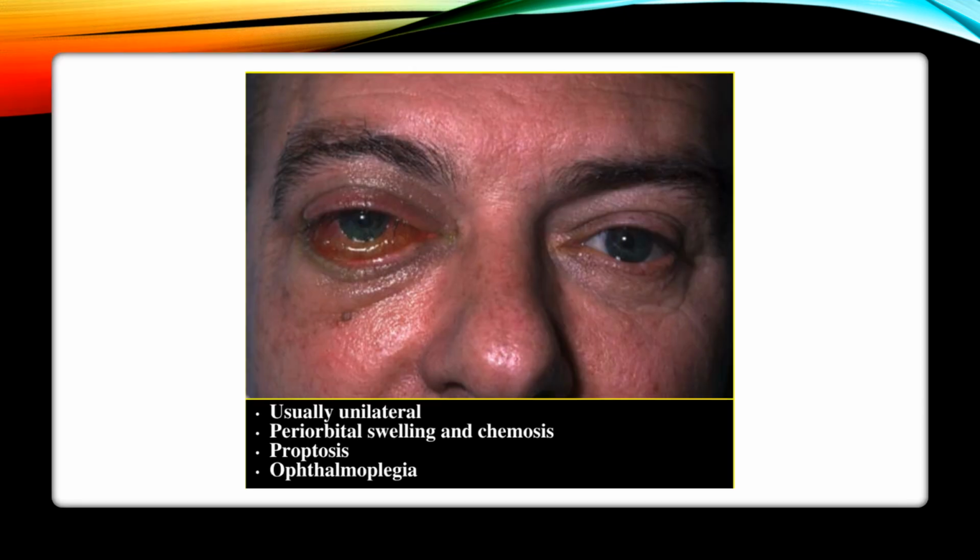This picture illustrates a patient with idiopathic orbital inflammatory disease. It is characteristically unilateral with periorbital swelling and chemosis, proptosis, and ophthalmoplegia.